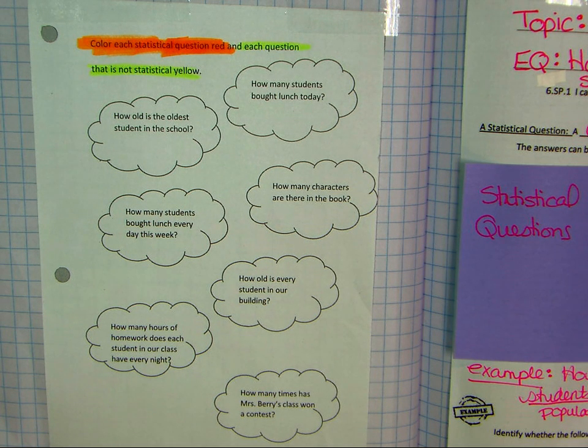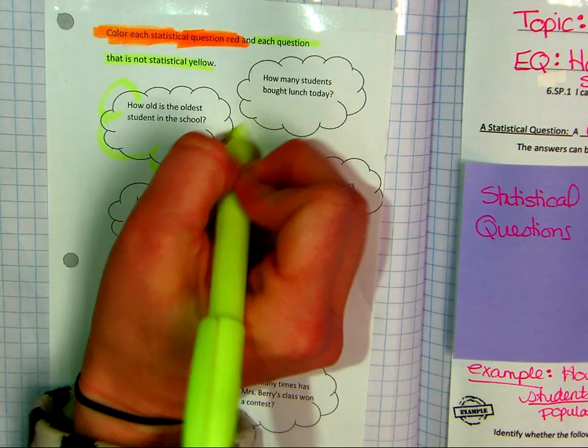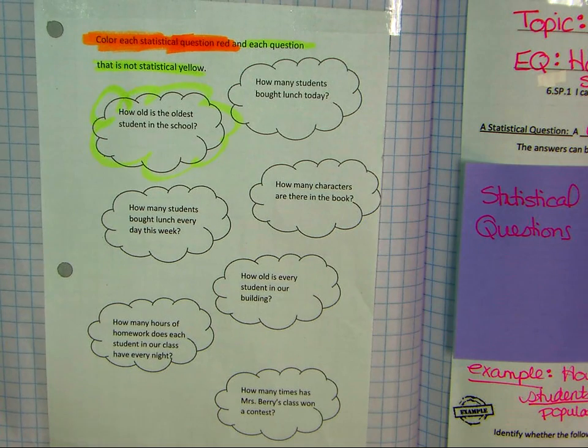Statistical or not statistical? Raise your hand if you want to give me your idea. Genesis. Non-statistical, why? There's lots of students, and it's going to only give you one student, right? Because it's only asking what is the oldest student. It's not asking about all the other ones. Okay. Good.